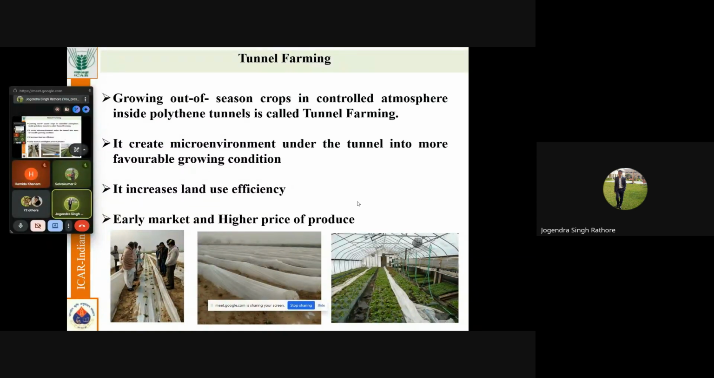So now, tunnel farming. We already discussed that this is out-of-season crop cultivation in a controlled environment, an atmosphere inside polythene tunnels. It is called tunnel farming, and it creates a microenvironment under the tunnel, which leads to favorable growth conditions, and it increases your land efficiency, gives early market and higher produce.